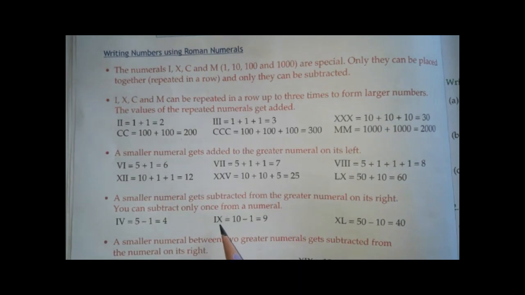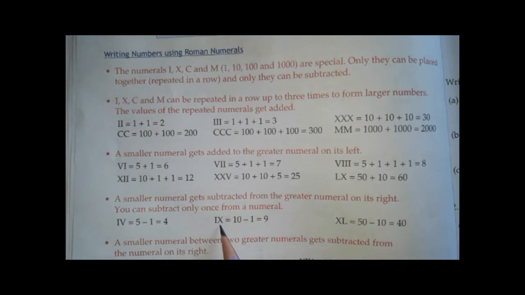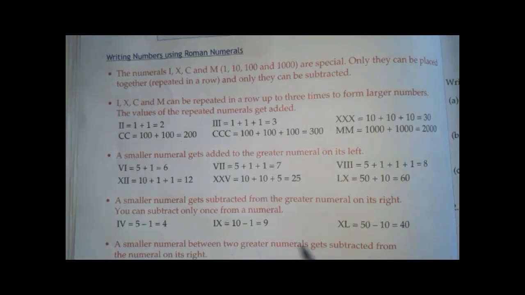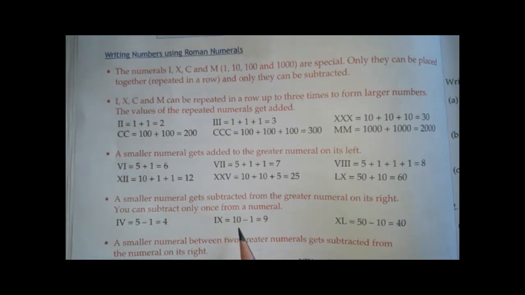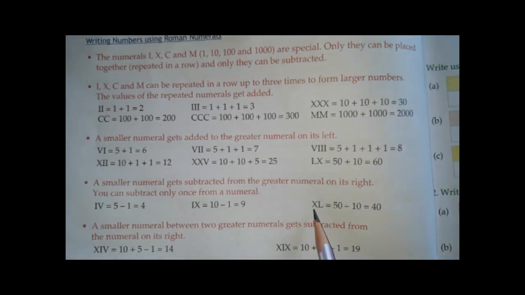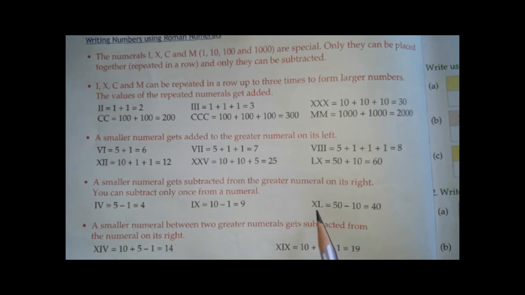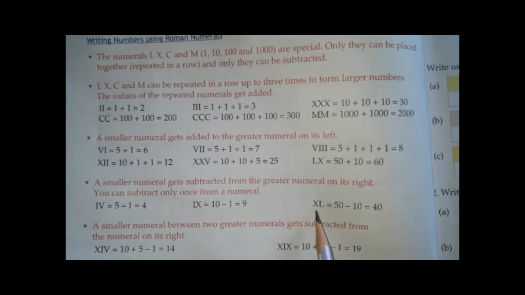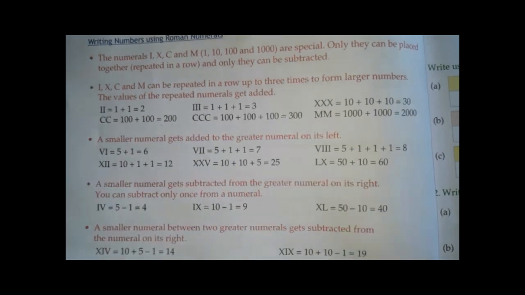In the next example here, I means 1 and X means 10. I is written to the left of X. A smaller numeral is written to the left of the greater numeral, so 1 will get subtracted from 10. XL is written here. X means 10 and L means 50. Again, a smaller numeral is written to the left of the greater numeral, so it will get subtracted. L means 50 and X means 10, so 10 will get subtracted from 50 and the answer comes as 40.